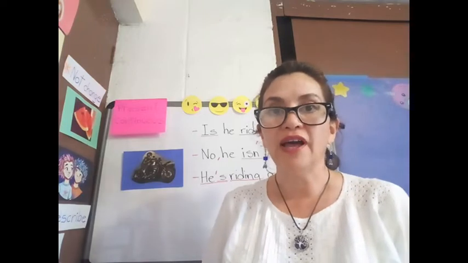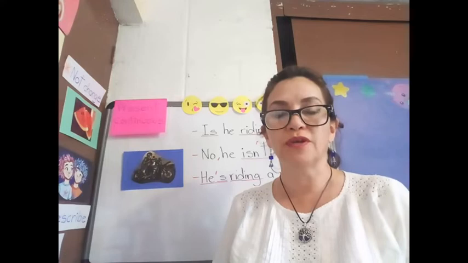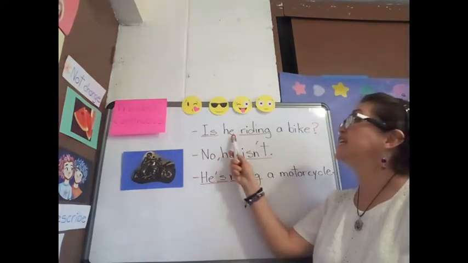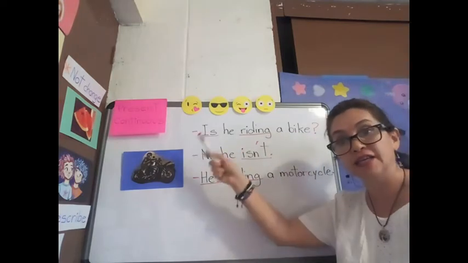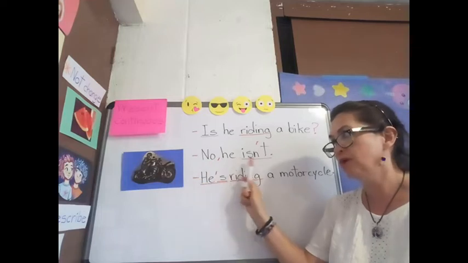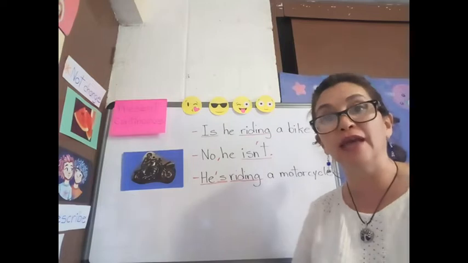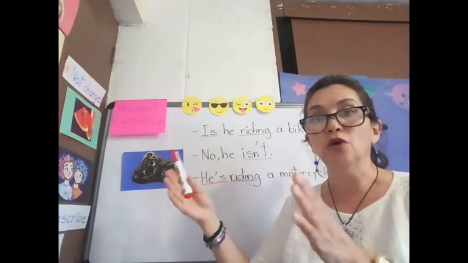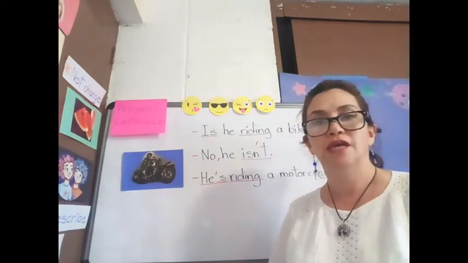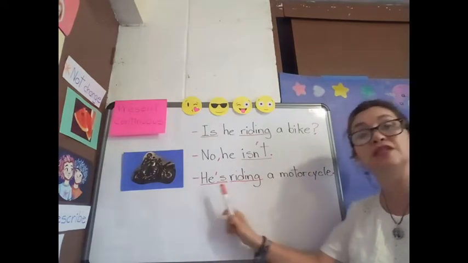Let's see now how can we give short answers to questions in present continuous. Let's read. Is he riding a bike? No, he isn't. No, he isn't is a short answer. Instead of saying, no, he isn't riding a bike, we just say, no, he isn't. And then we say, he is riding a motorcycle.